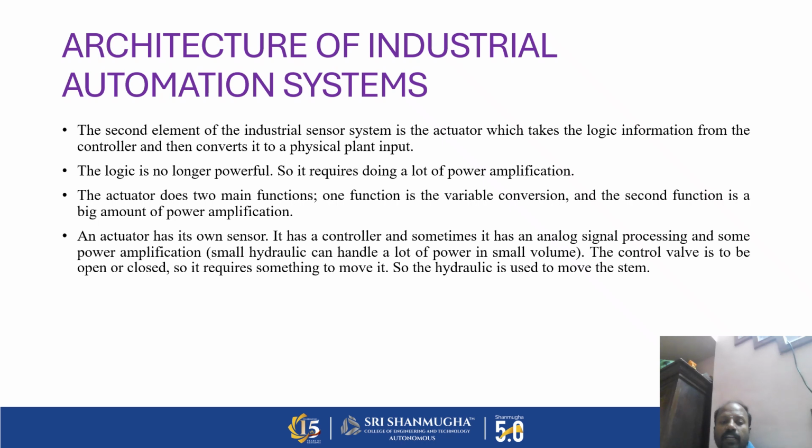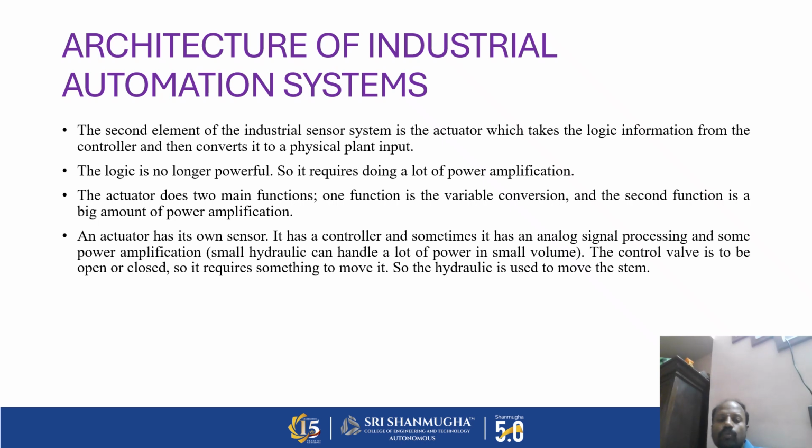Architecture: the second element of the industrial sensor system is the actuator. That is, we have said that in level 0, there are the sensor and the actuator. First we have seen the sensor, next we are going to see the actuator. The actuator takes the logic information from the controller and converts it to a physical plant input. The logic is no longer powerful, so it requires a lot of power amplification.